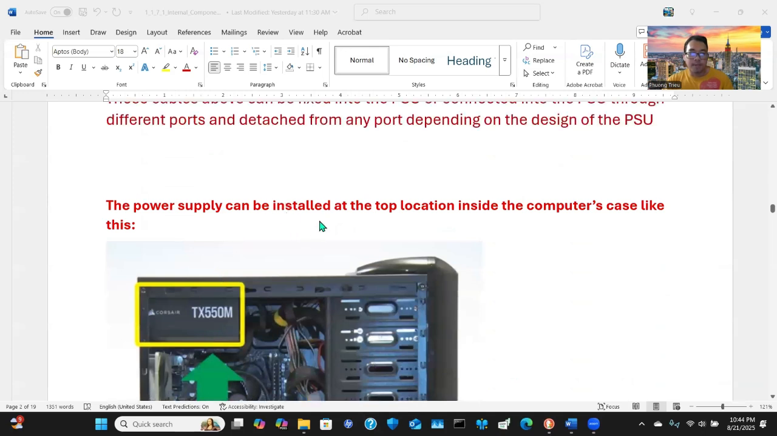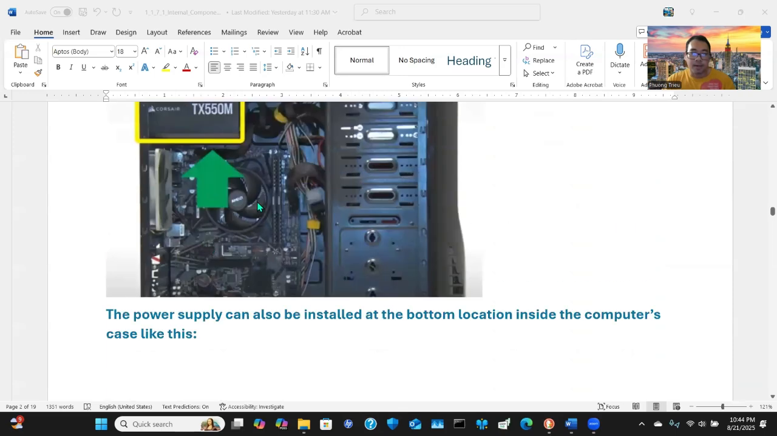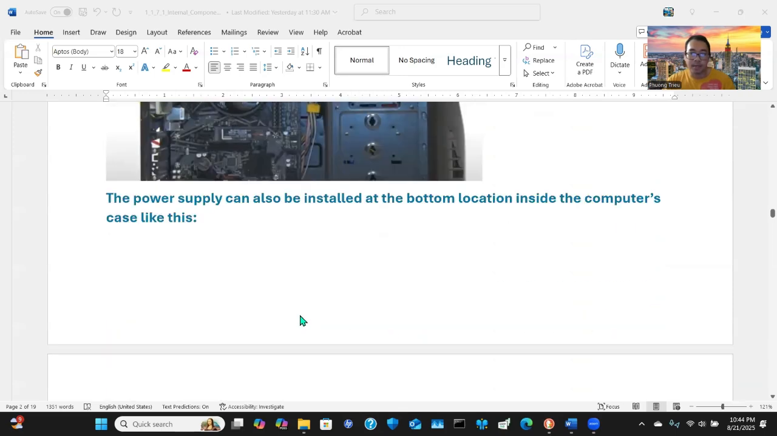So the power supply can be installed at the top location inside the computer's case like this. And it can also be installed at the bottom location inside the computer's case like this.